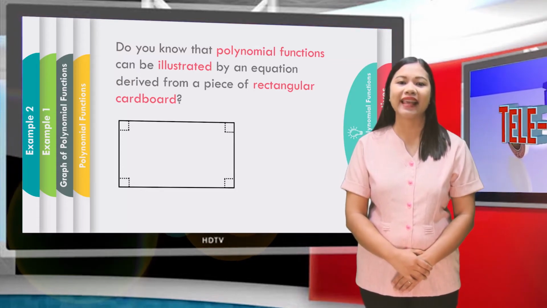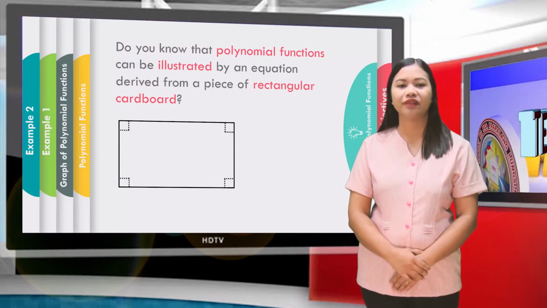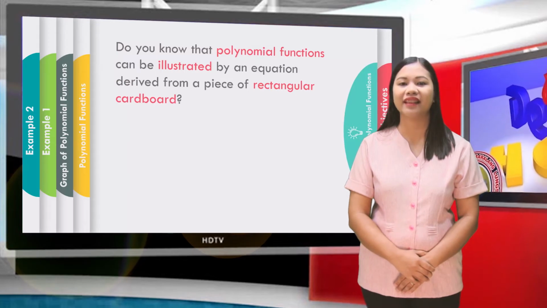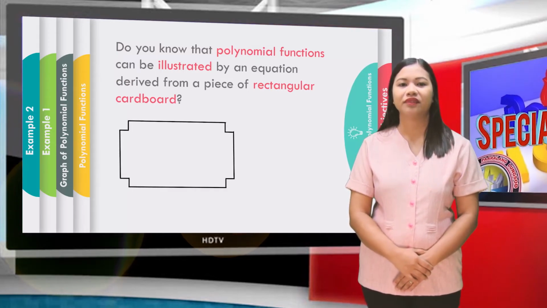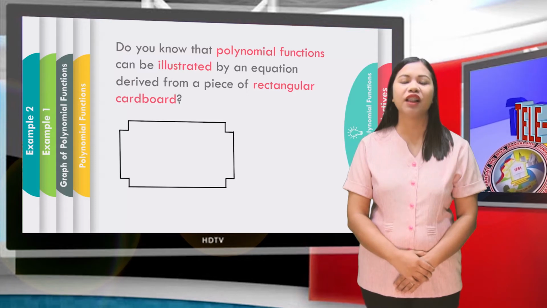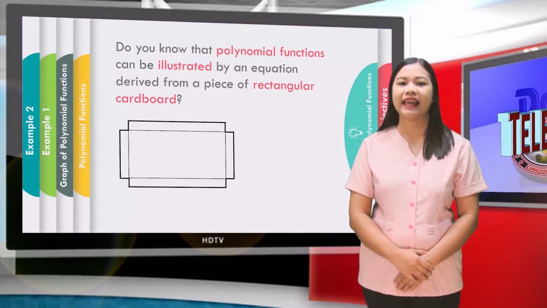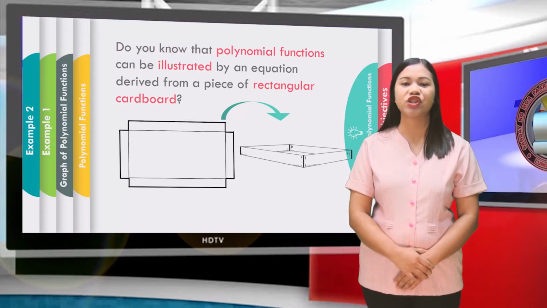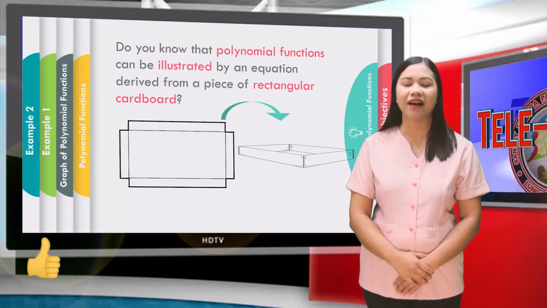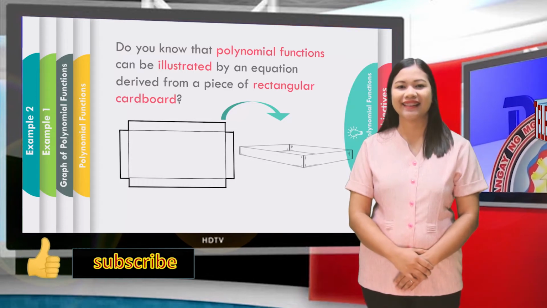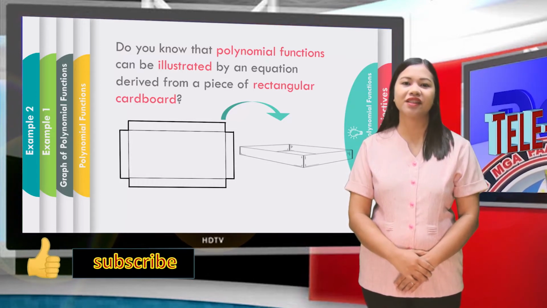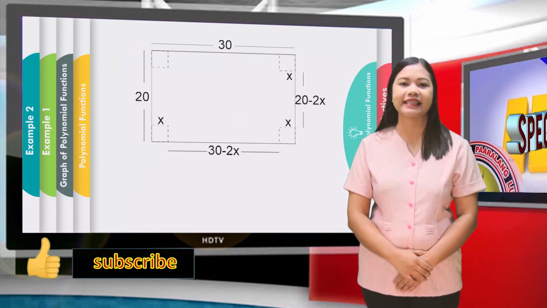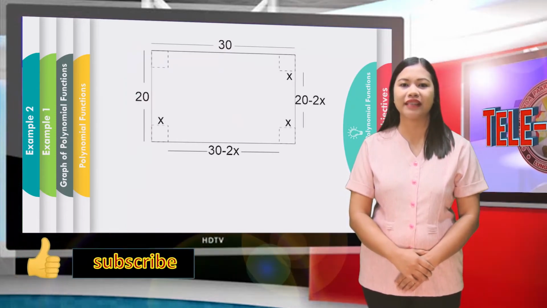Number 1, take a rectangular cardboard. Number 2, cut each corner by following the dotted lines. Number 3, fold along the thin lines. And number 4, staple or glue the sides to each other. We now have an open box. Now consider this rectangular cardboard. Its length is 30 units and its width is 20 units.